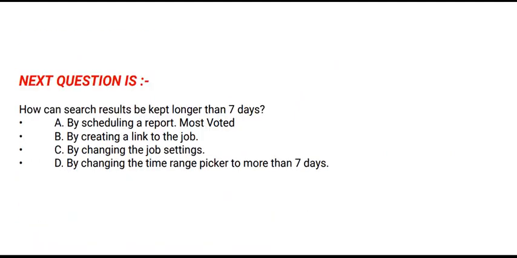Next question is, how can search results be kept longer than 7 days? Options are, option A, by scheduling a report. Option B, by creating a link to the job. Option C, by changing the job settings. And option D, by changing the time range picker to more than 7 days. The correct option is option A.